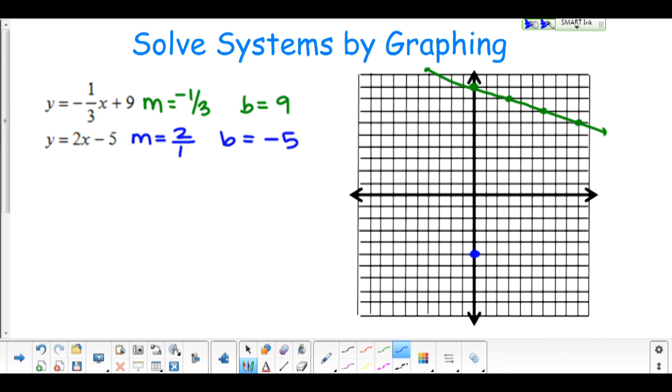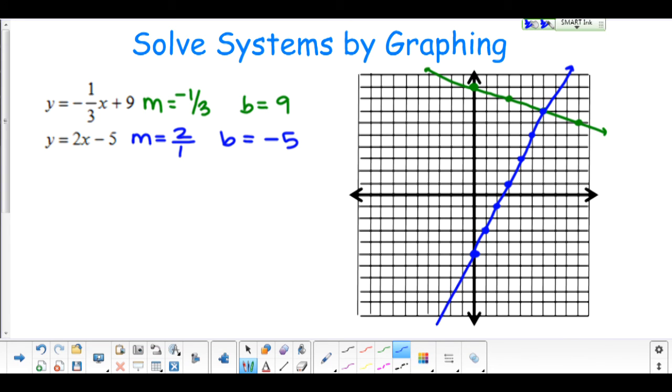From there I can do my slope. So up 2, right 1. Up 2 and right 1. You can continue with the slope until it runs into your other line, or you can just plot a couple points and use the ruler to extend the line out. Now that I have my points, I will connect it with a straight line.